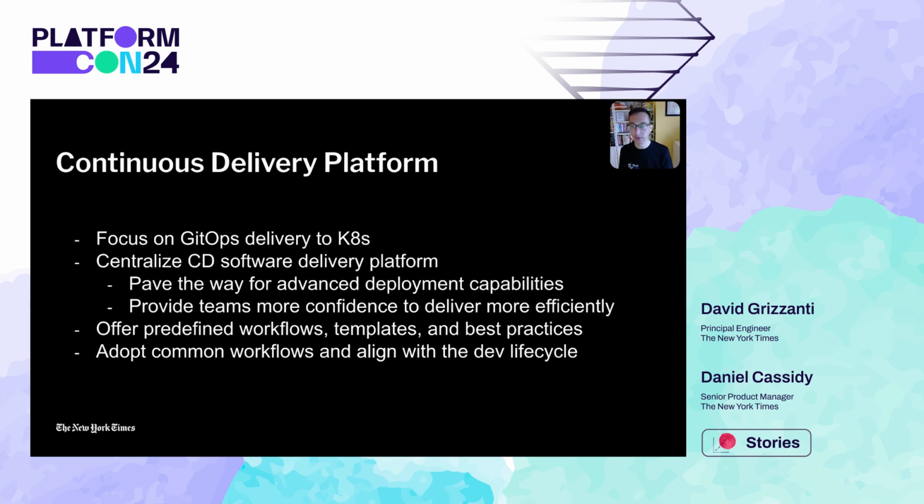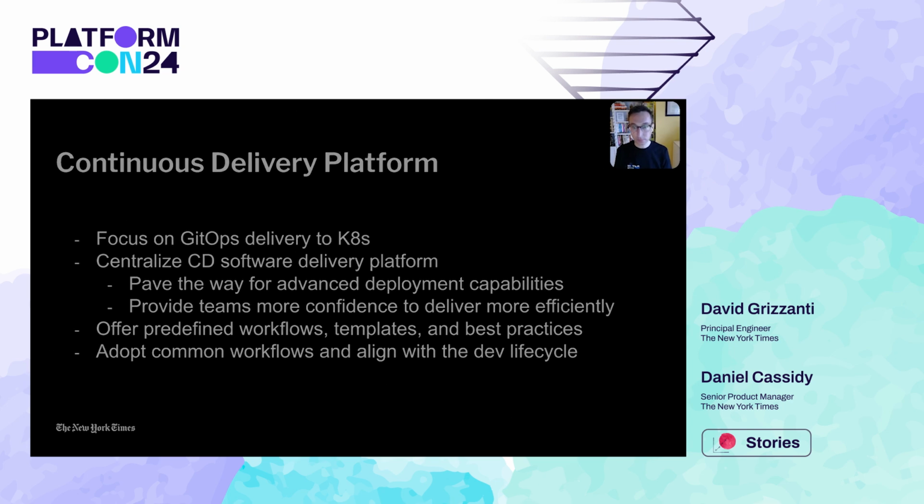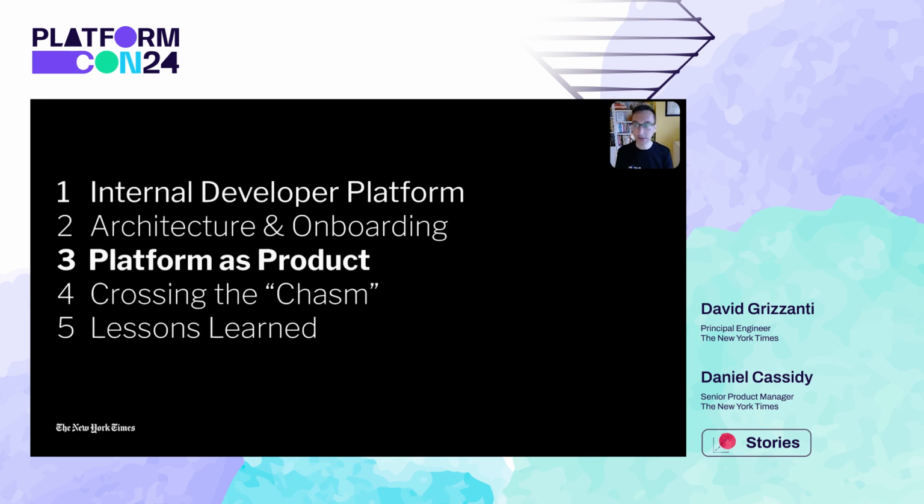And this idea that we're trying to encapsulate with continuous delivery is a focus on GitOps delivery to Kubernetes. So we centralize our CD software delivery platform, which paves the way for advanced deployment capabilities like blue-green or canary deployments, and provides teams more confidence to deliver more efficiently. So we offer predefined workflows, templates, and best practices, and it allows teams to adopt common workflows and align with the dev cycle. So next, I'm going to pass it off to Danny to talk about platform as product.